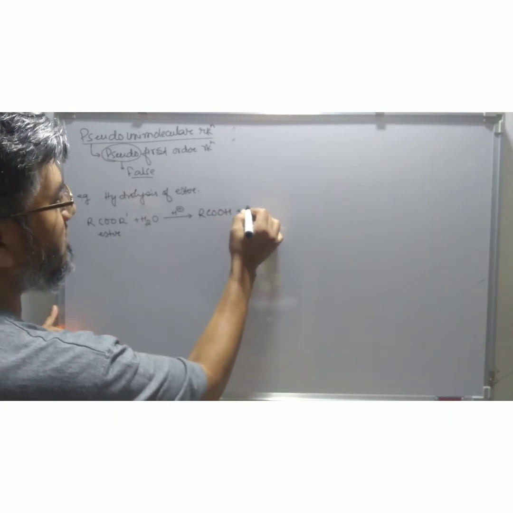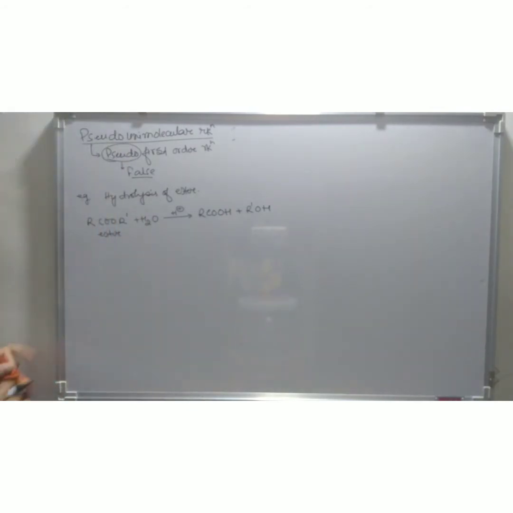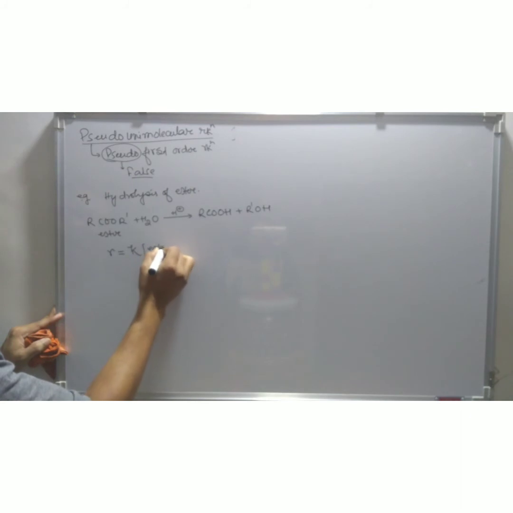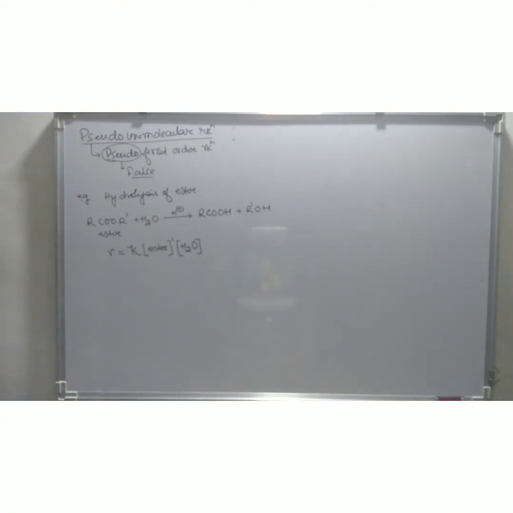Acid plus alcohol. This is acid, this is alcohol. So the actual rate law for this reaction is: the rate is equal to the rate constant K times the concentration of ester. So with respect to ester, this is first order, and the reaction also depends on the concentration of water. So this is a second order reaction. Rate depends on the concentration of ester as well as the concentration of water. So this is first order, so the total order is 2.